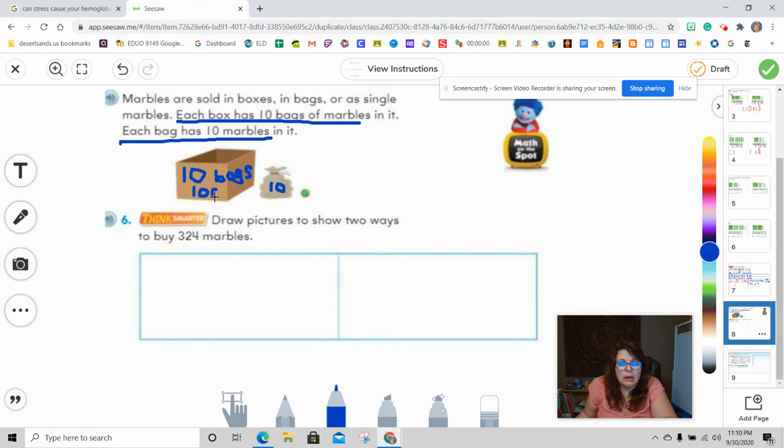So these are like counting by hundreds. These are like counting by tens. And of course, we have the single ones counting by ones. Now it says, draw pictures to show two ways to buy 324. So I have to draw two pictures. See how we have two boxes? And I have to draw 324. So I'm going to put H T O.